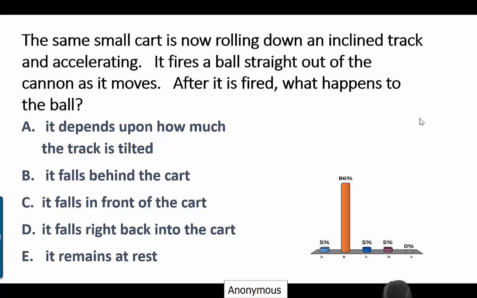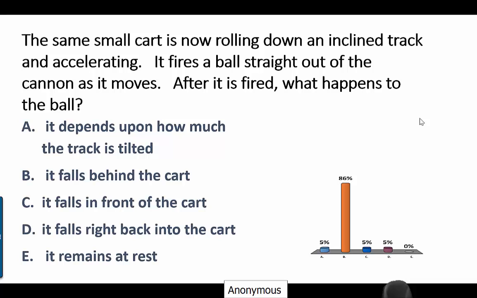Charlie. Again, what do you think? Is it going to fall in front, behind, or in the card? In front of the card. Wait, in this case? I'm just demonstrating what the problem says. No, but the angle is. It's probably going to fall back in. The angle really doesn't matter. What the angle affects is just the acceleration.